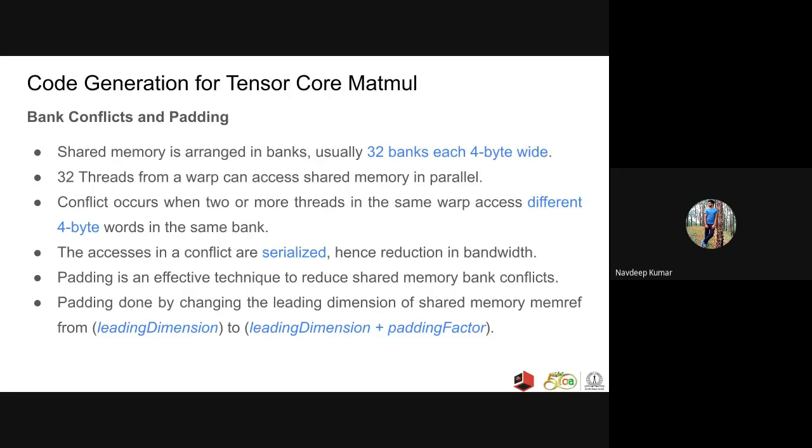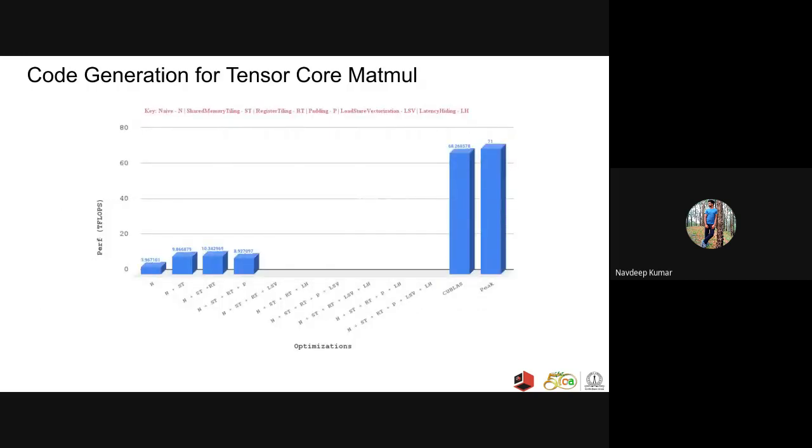So it is known that padding is an effective technique to reduce shared memory bank conflicts. What we do is pad the leading dimension of the buffers in shared memory, going from the leading dimension to the leading dimension plus a padding factor. The uses of these shared memory buffers need to be changed in the IR appropriately, but no other change is required apart from this. Seeing this, it's not quite impressive. It's almost the same performance, around 8.99 teraflops.